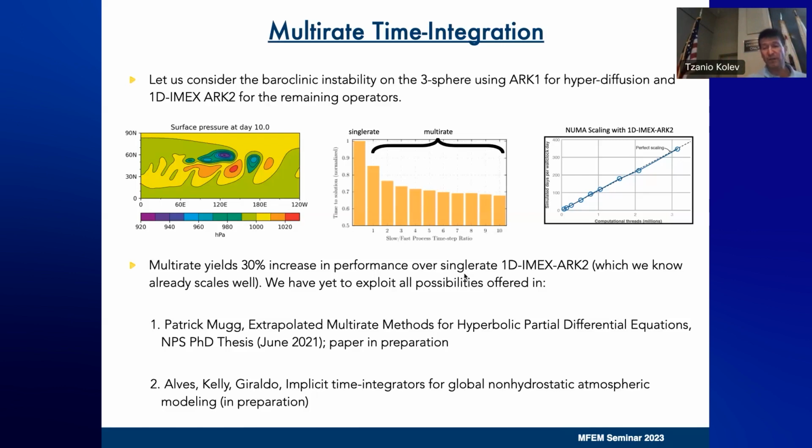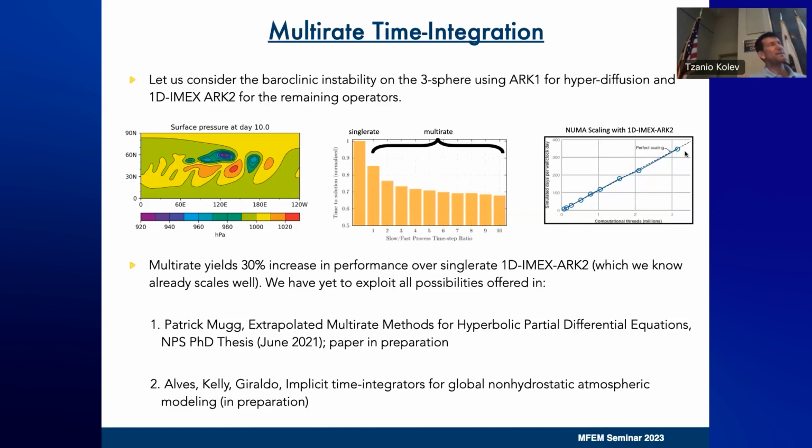a really good result because the far right panel here shows a scaling plot that we did with ARK2 back when Miro was still around, my favorite computer of all time. We scaled NUMA up to 3 million MPI ranks and it scaled perfectly. So we know that method scales very well. So if we're now getting 30% more performance, that's a good thing.